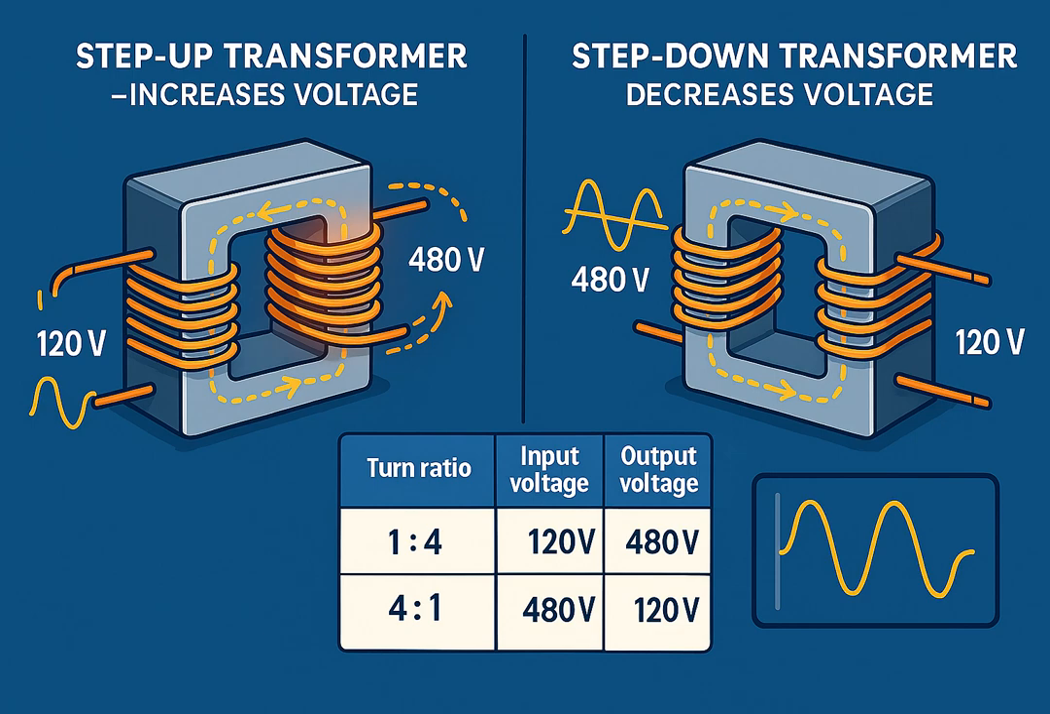Vs equals voltage on the secondary side, Vp equals voltage on the primary side. Ns equals number of turns in the secondary coil. Np equals number of turns in the primary coil. Step-up transformers increase voltage for long-distance power transmission to reduce energy loss, while step-down transformers lower voltage for safe use in homes and devices. Transformers are very efficient, usually above 95% with minimal energy loss.